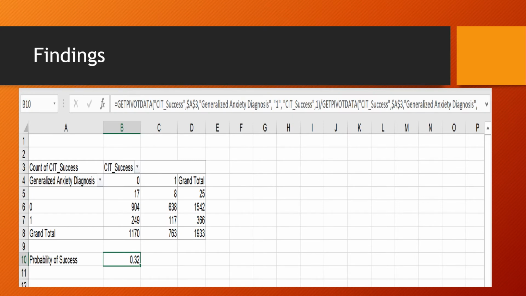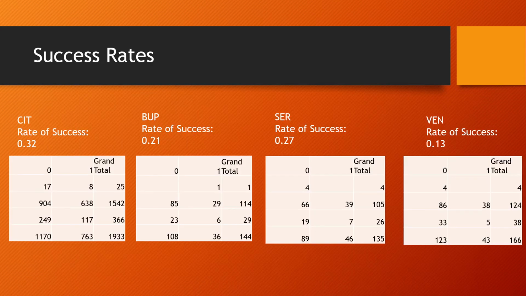So to calculate the probability of success, I used the formula above using the data from the pivot table and got 0.32. You could also divide the total number of successes by the grand total, or 117 divided by 366. For the success rates, for the CIT success, again, 117 found success out of 366 with a success rate of 0.32. For BUP, 29 patients were tried, 6 found success, and had a success rate of 0.21.